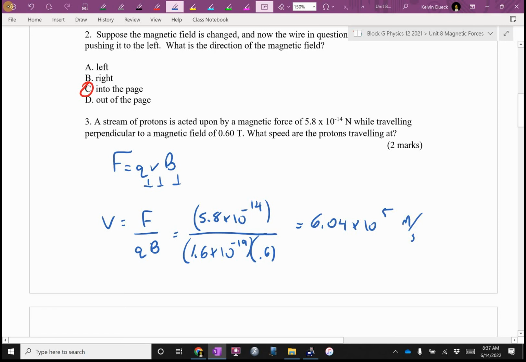If you got that 2 out of 2, otherwise I would give you a half mark if I saw that. Half mark for getting the v by itself, half mark for the numbers, and a half mark for the answer.